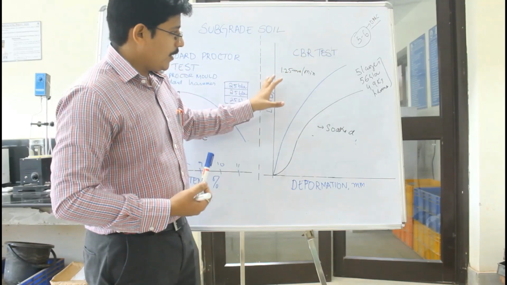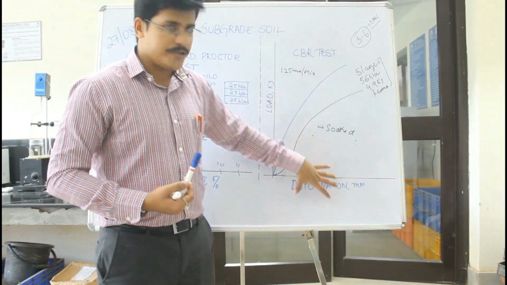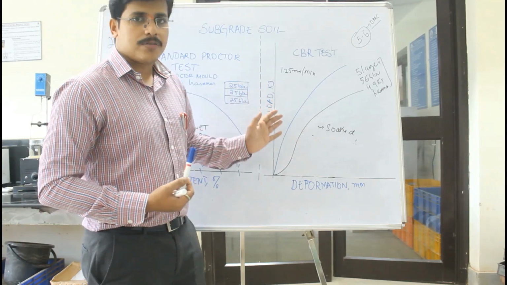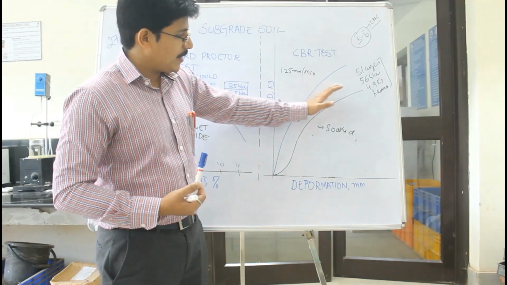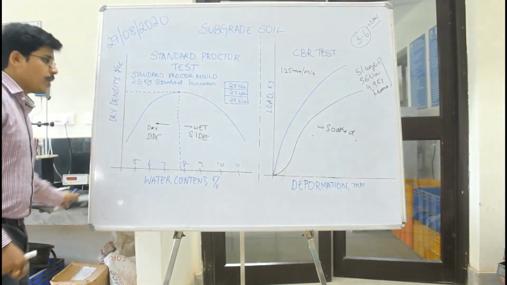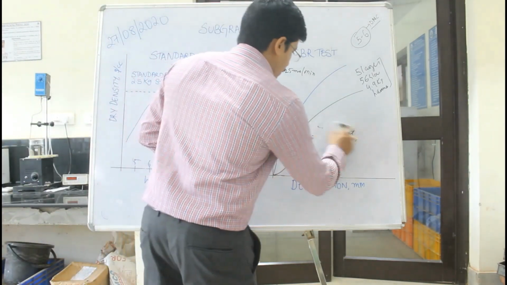Then you plot a graph, a load versus deformation plot. While doing this kind of plot, you may get two conditions. One is this case, the other is this. Normally you may get two kinds of graphs.